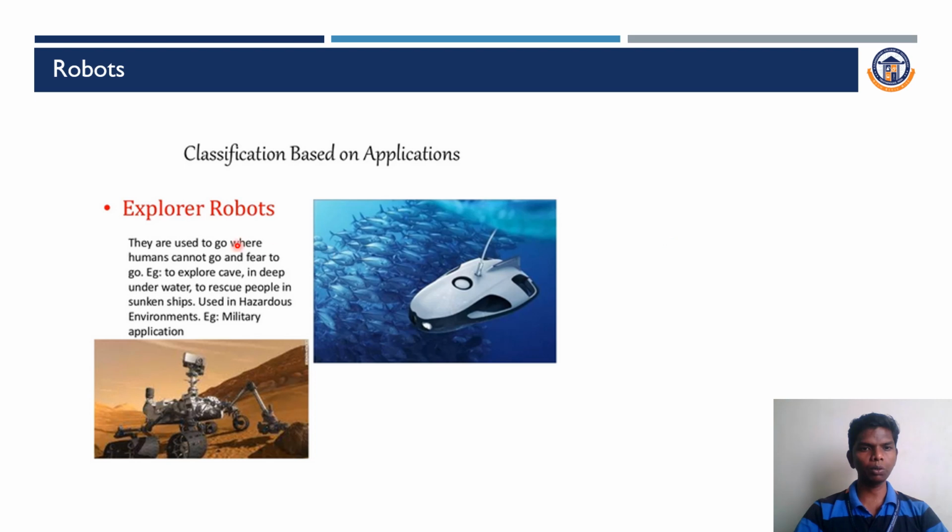This is an explorer robot. Look at this diagram of the robots. We came to know what an explorer robot is. They are used to go where humans cannot go. That means we can send a robot there. So this is called an explorer robot.